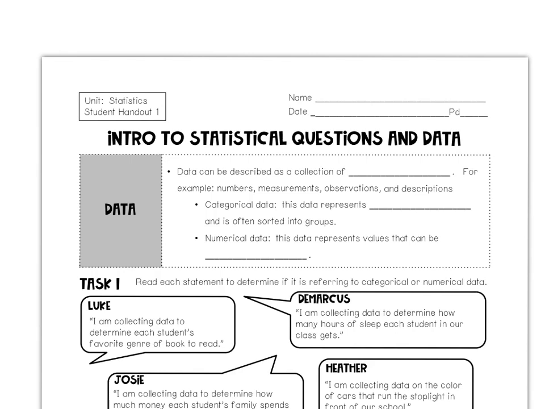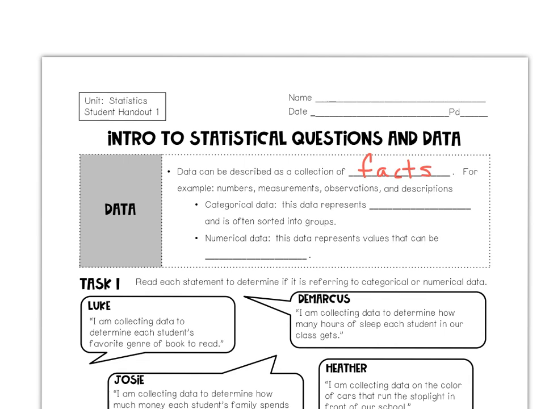Hello, we're going to go over the notes for Intro to Statistical Questions and Data. Data can be described as a collection of facts. So pause this when you need to write things in. For example, numbers, measurements, observations, and descriptions.